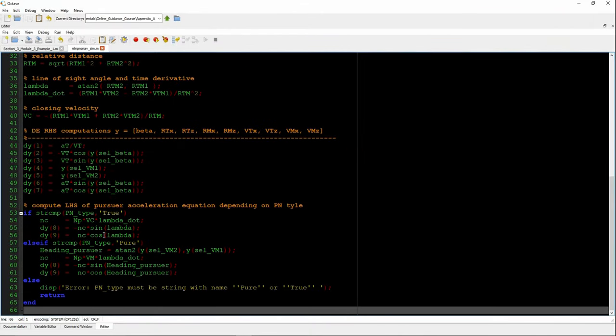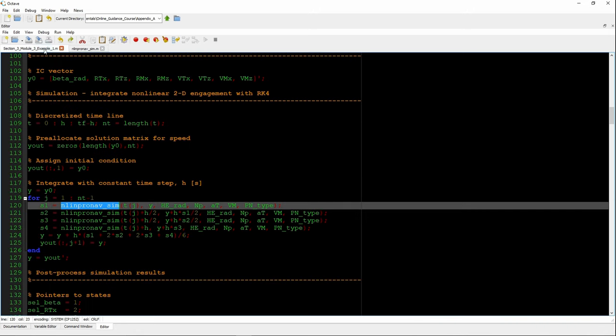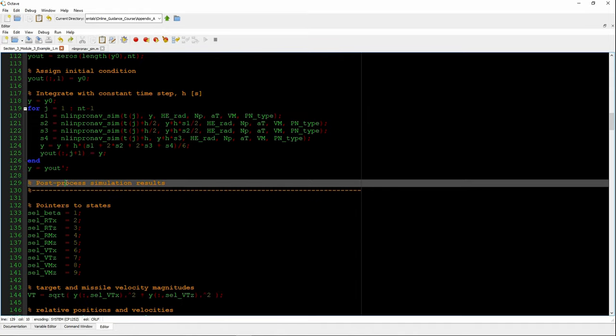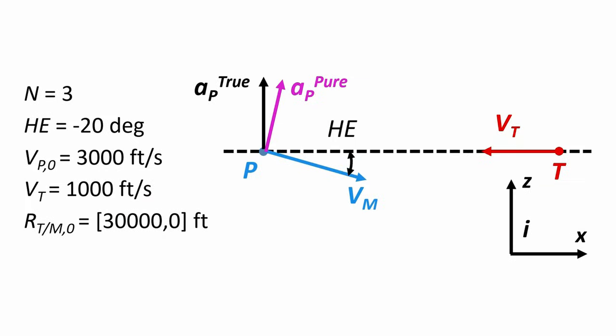So that's the nlin-pronav script. And then back to our driver. Once that's completed, we go on to post-processing the simulation results. Now you know the details of the code behind the engagement. Let's run it.